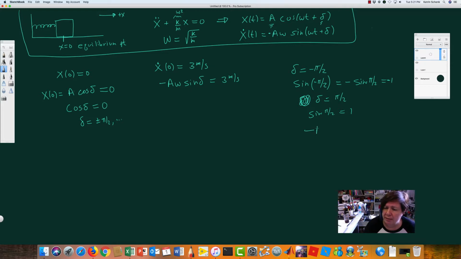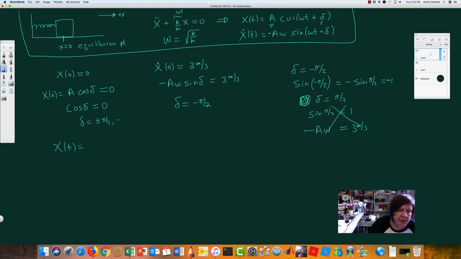So I'm going to have minus A omega equals 3. Well, now I have a problem, because A is not negative. A is always defined as a positive thing. That's just the way it is, and omega is certainly not negative. So this would not be good. So we're going to choose delta to be the negative pi over 2.